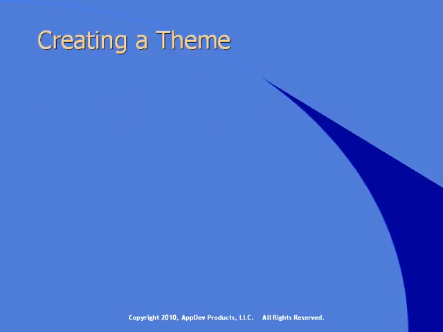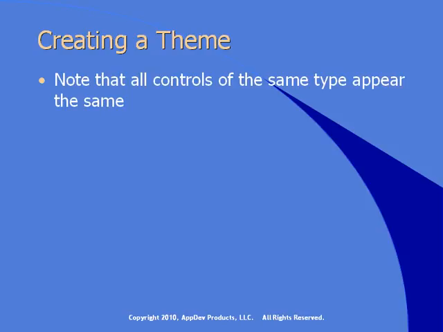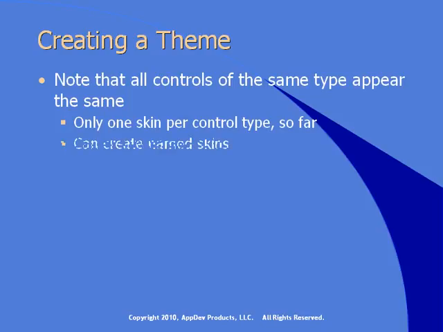To create a theme, you must note that all controls of the same type appear the same. You can override this behavior. We'll discuss it later. But in general, all controls that are the same type appear the same. That's the point of a theme, right? You get some consistency. Only one skin per control type so far. That's our demo we'll look at. We have one skin per control type. But you can create named skins as well that apply to particular instances of controls. Let's step back and see how we can now apply a theme.